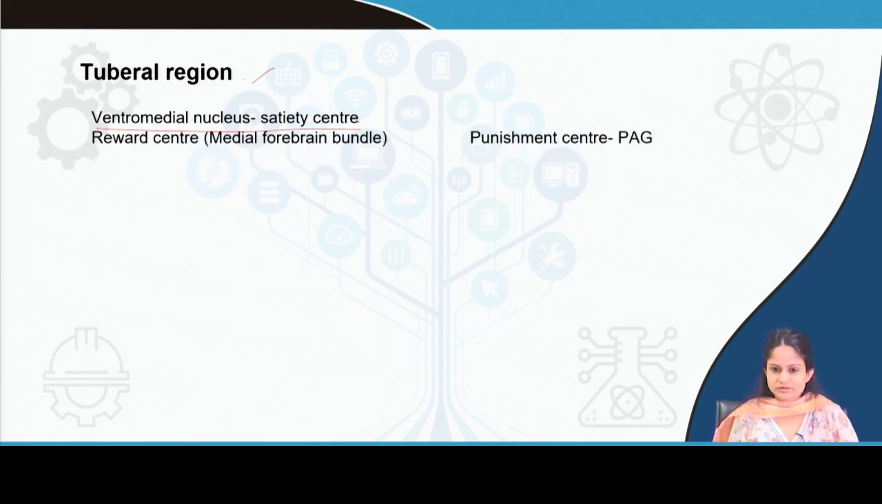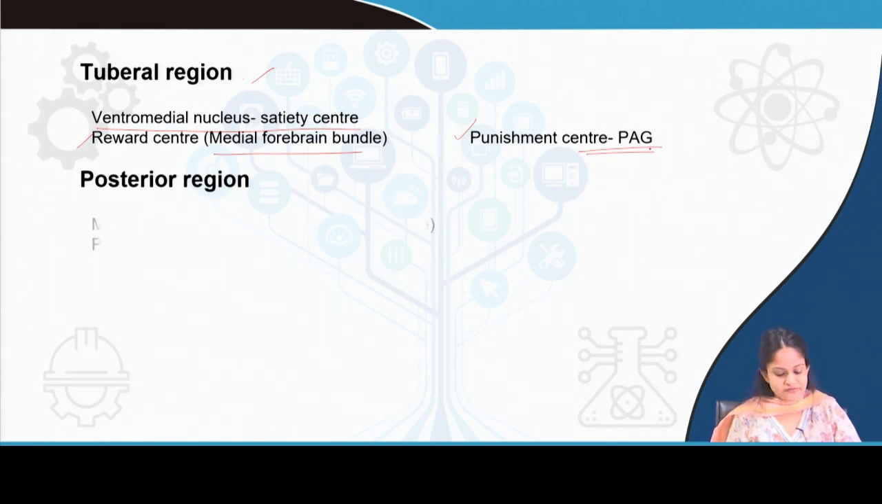Now, 2 more centers you have to remember in tuberal region, that is reward center and punishment center. What is reward center? Reward center means whenever you get anything good, like you get good marks in your exam. That is a sort of reward for you. So, you get happy. The other opposite center is the punishment center. Whenever you are punished, you feel sad, you feel angry. So, reward center, if the region is asked, is the medial forebrain bundle, and punishment center is present in the PAG, that is periaqueductal gray region of Sylvius. Now, these 2 regions you have to remember.